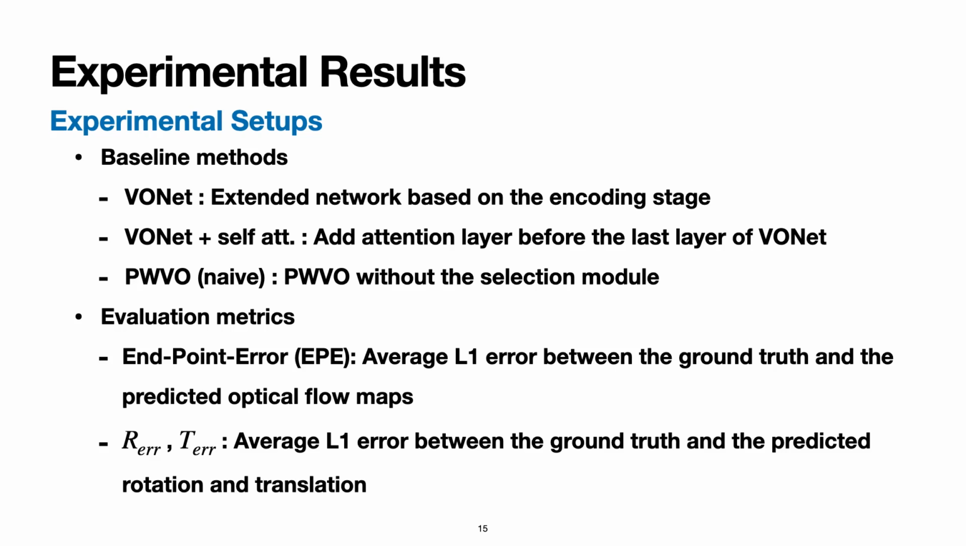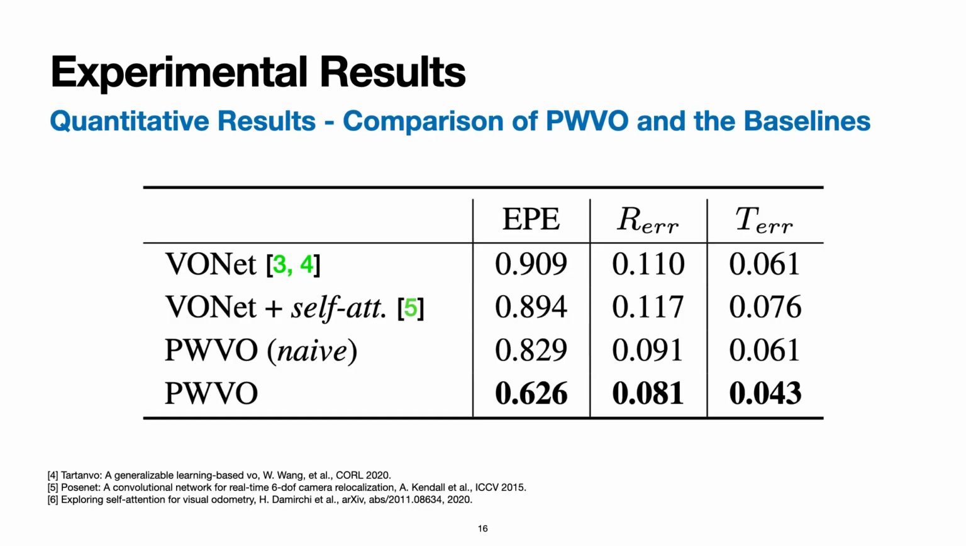We compare our PWVO with three baseline methods. First one is VONet. Second one is VONet with a pending attention layer before predicting the camera motion. Third one is the PWVO without selection module. We evaluate the methods in terms of endpoint error and L1 error of the predicted camera motion and the ground truth camera motion. In the table, we can observe that PWVO outperforms the other baseline methods.